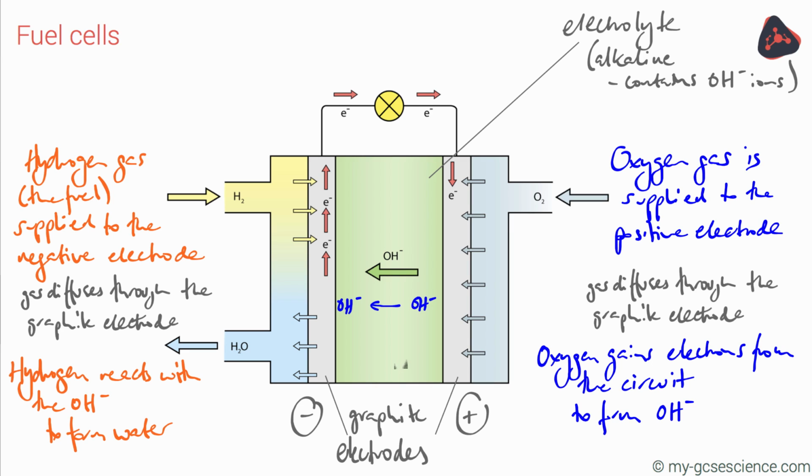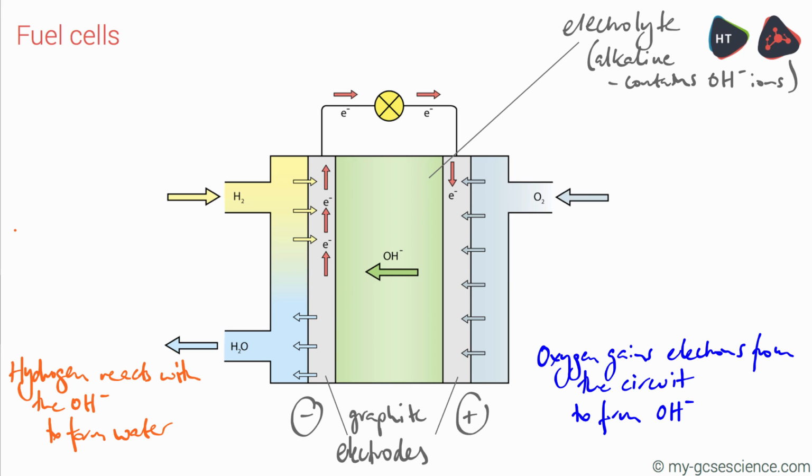If you're in higher tier, you'd be expected to write the half equations that happen at each electrode in this fuel cell. So, hydrogen reacts with the hydroxide ion to make water plus electrons. Can you have a go at balancing this before I show you the answer? It's quite a difficult one.